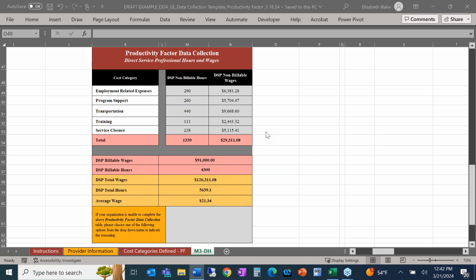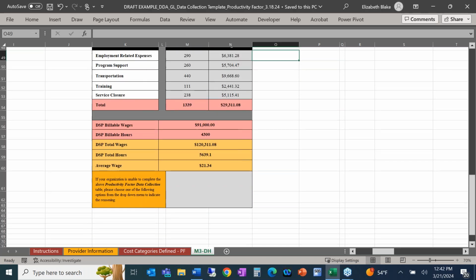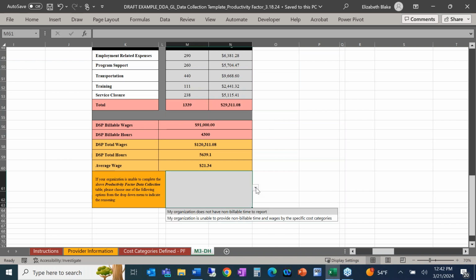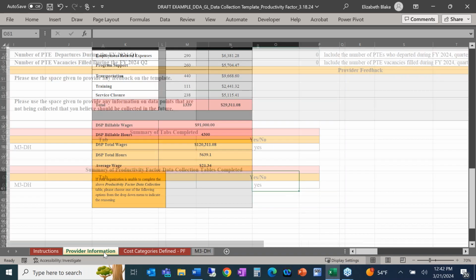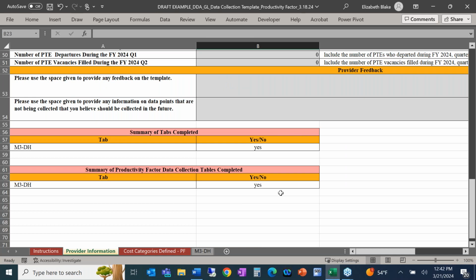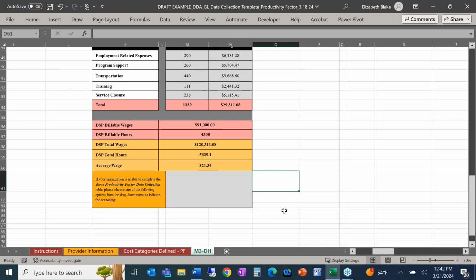So all of this will total up in these pink and gold rows, and will show you, just based on the information that you've entered, the DSP total wages, DSP total hours, and then your average wage for your organization. So if for some reason, like Marianne said, your organization is unable to complete the top of this table here, we're just asking that you pick from the drop-down menu to indicate the reason why, so that when you're looking at your provider information tab, this will populate as yes, and we'll be able to see that you have put something into this table.